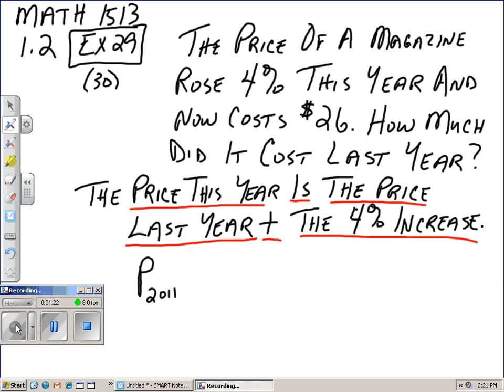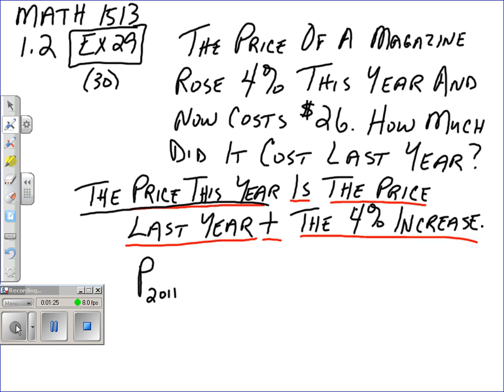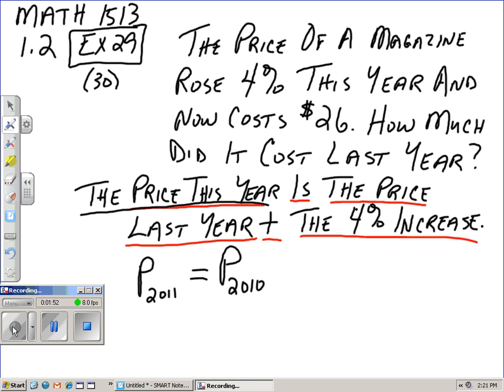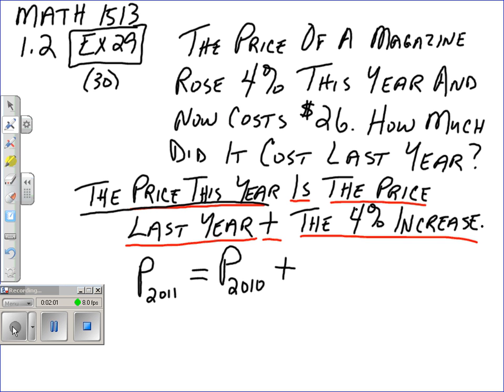So the price this year, which we're calling 2011, is, in math "is" almost always means equals, the price last year. Well, I'm going to name this price P 2010 for last year. You could use the word "last" if you want to, or the word "this" for this year, if that makes more sense to you, go for it. I'm just going to leave them labeled price 2011 for this year equals price 2010 for last year, plus, okay, now, how do we calculate this increase right here?